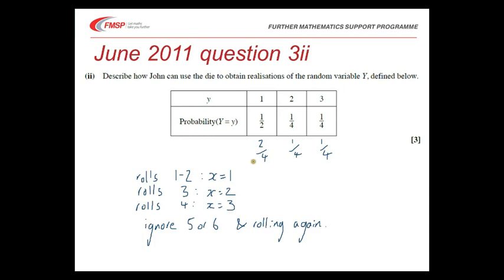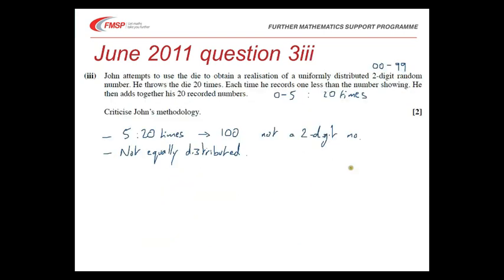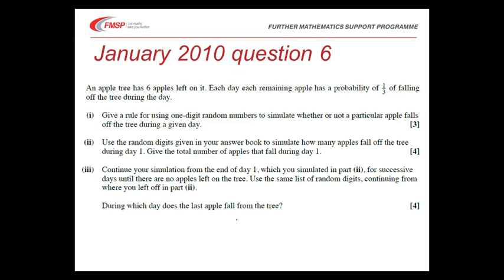In the second one here, again, there's a method mark for any evidence that you're ignoring something. There's an accuracy mark for saying that there's 2 values to ignore, and a further accuracy mark for getting 2 outcomes here, 1 outcome there and 1 outcome there. And finally, it's just a straightforward mark for this criticism and a mark for this criticism. So that's a shorter section A type question on simulation. Let's have a look at a longer section B question, and one that involves a bit more modelling and interpreting the result that comes out there.